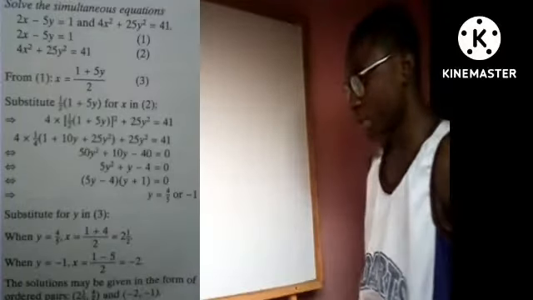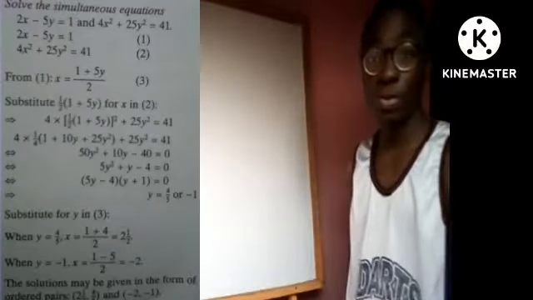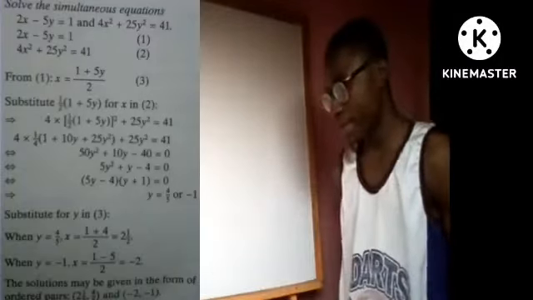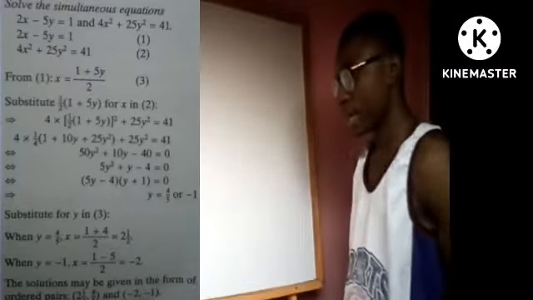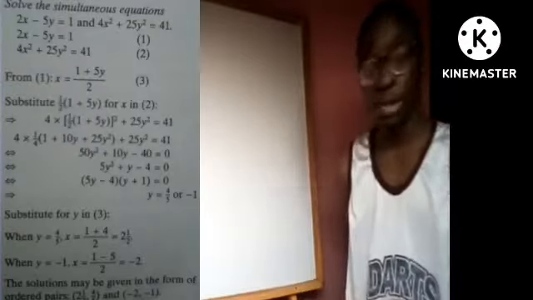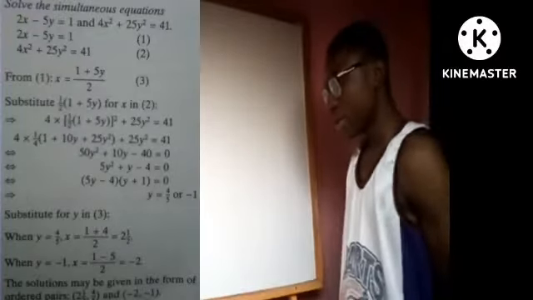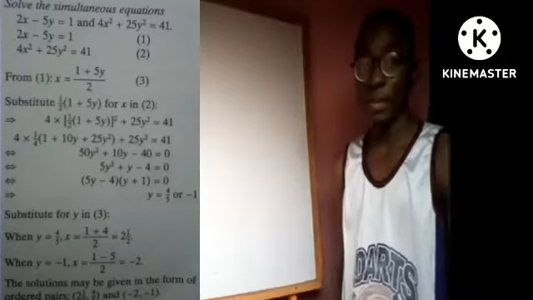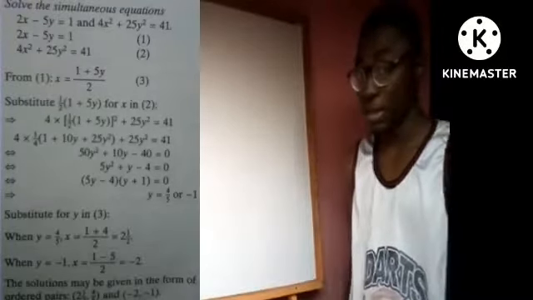Then when you divide through both sides of the equation by 10, you have 5y squared plus y minus 4 equals 0. Then next, when you factorize, you can see that they make use of one method of factorization. You can use any method of factorization of equations.